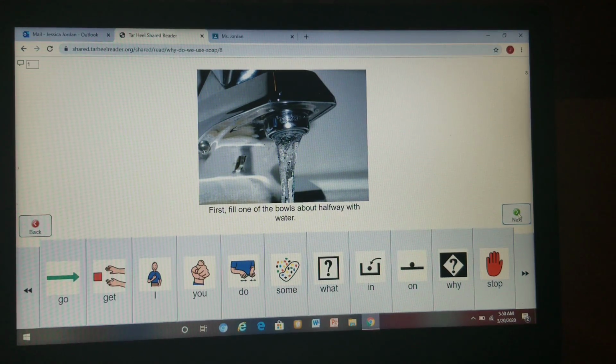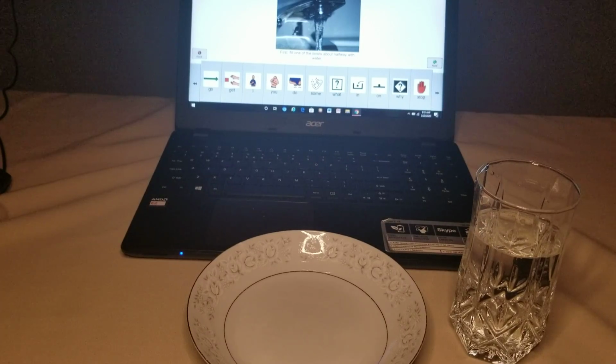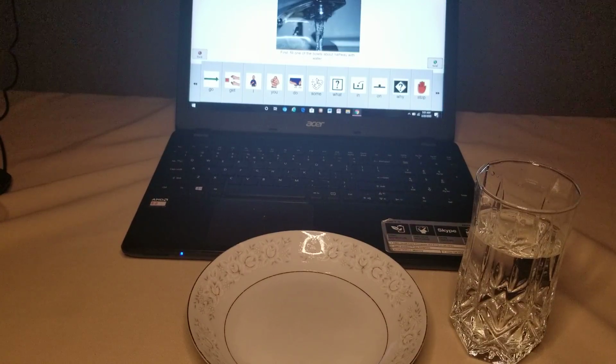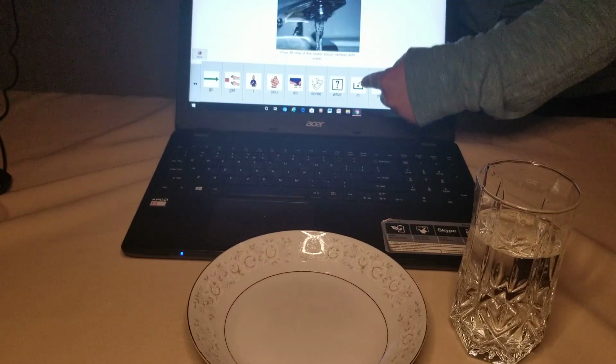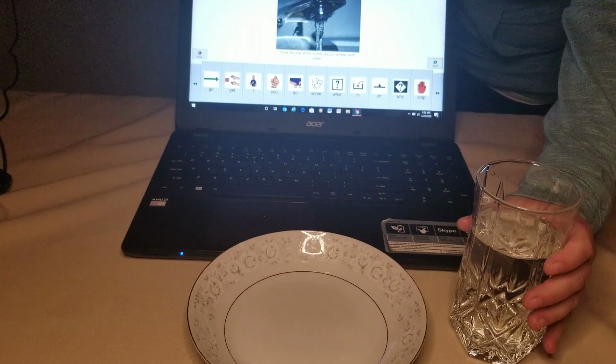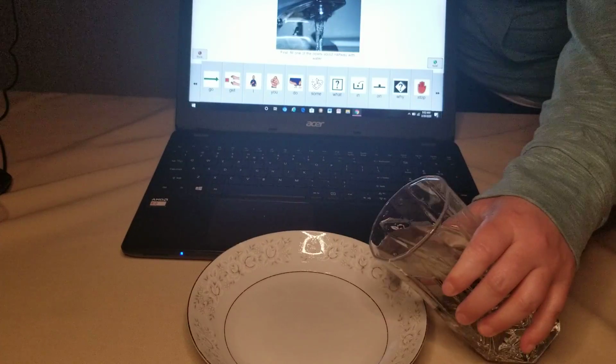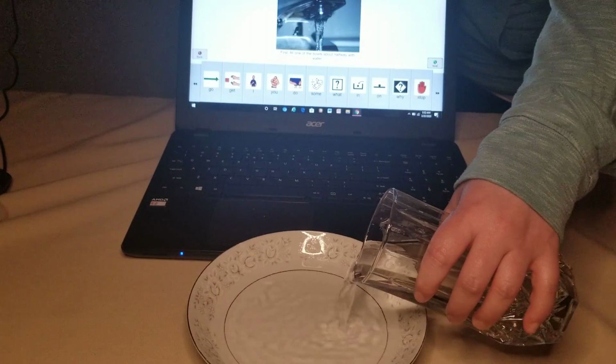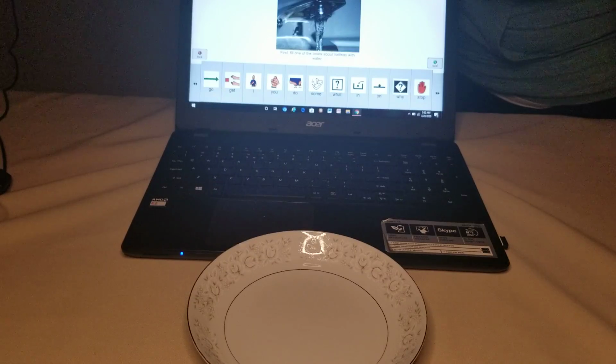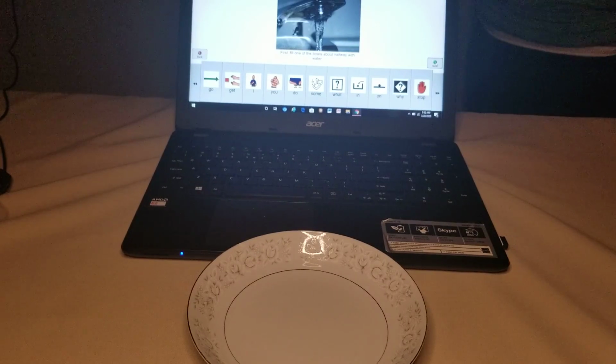So first, we are going to fill one of the bowls about halfway with water. So we're going to put some water in the bowl. Okay, here I have my bowl and I have my water, and I'm going to put my water in the bowl. And I made a mess as usual.